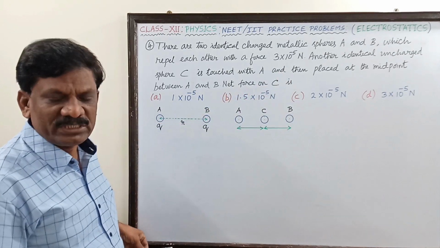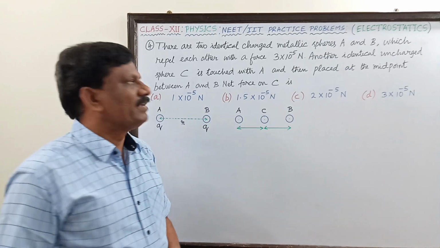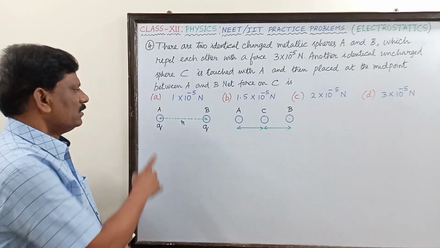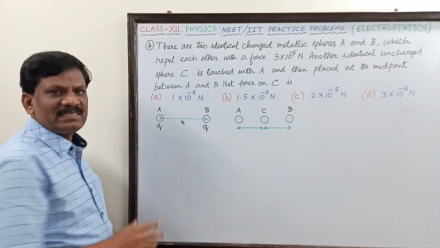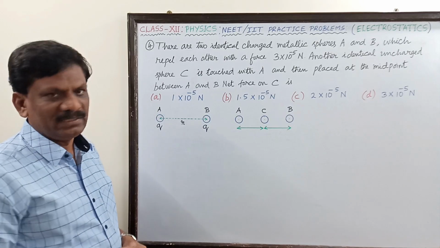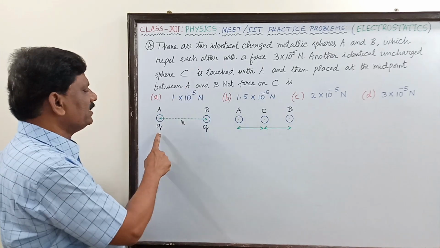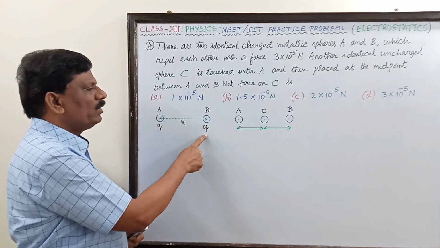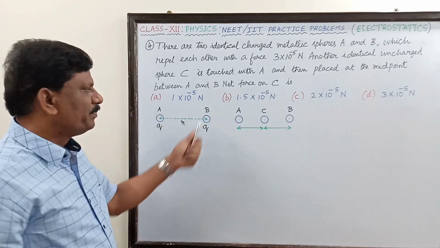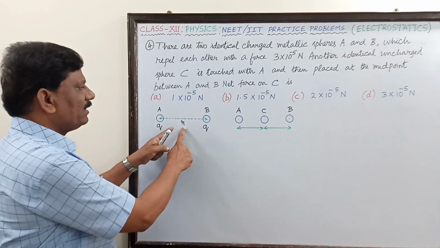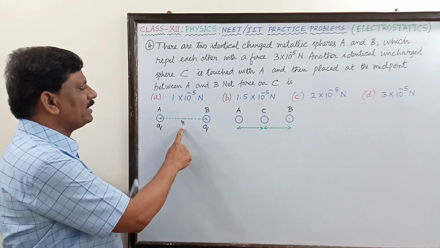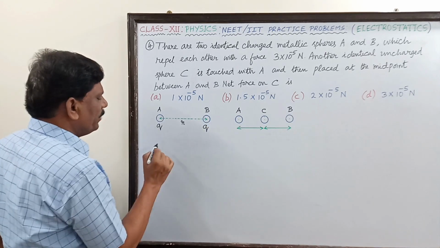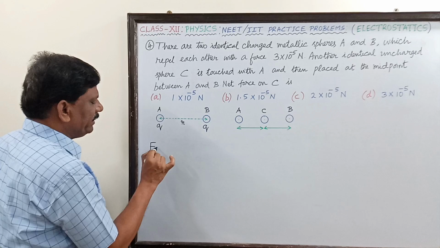So very brilliant question. First we have to read and understand the situation. Two metallic spheres are charged equally with identical charges. If Q is the charge on A, then Q is also on the sphere B. The distance of separation between the two spheres is R. So what is the repulsive force between the two metallic spheres? That is equal to F.